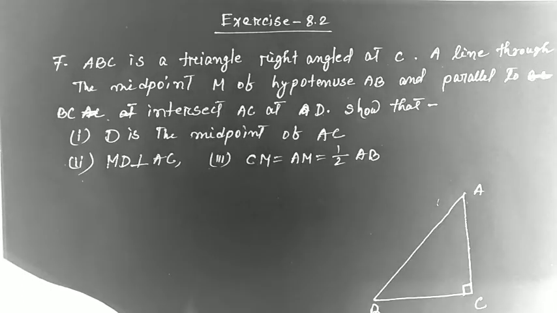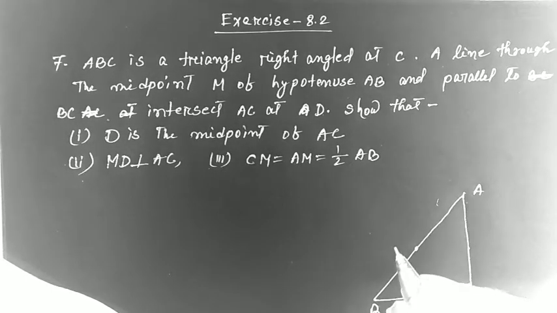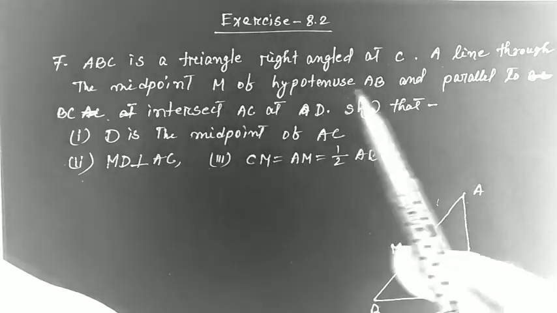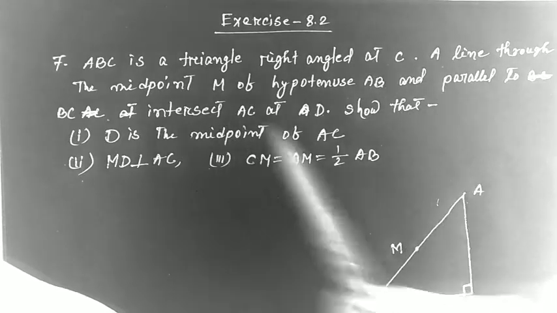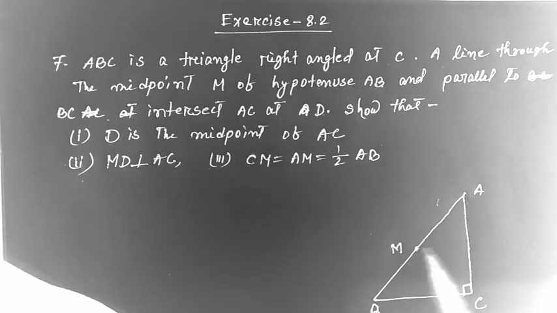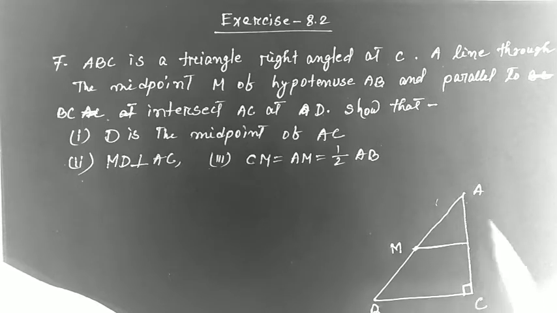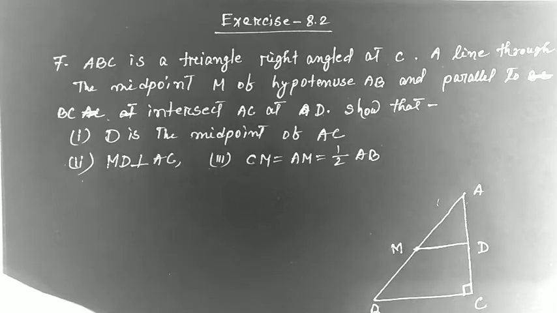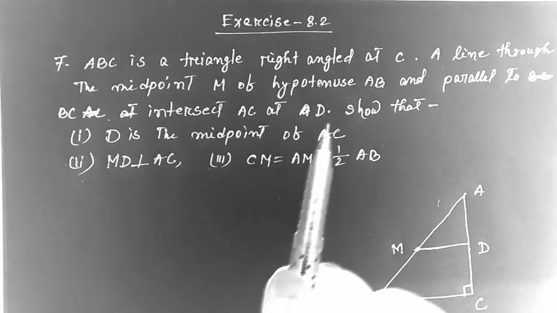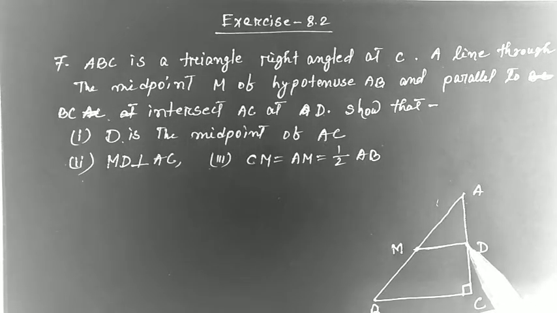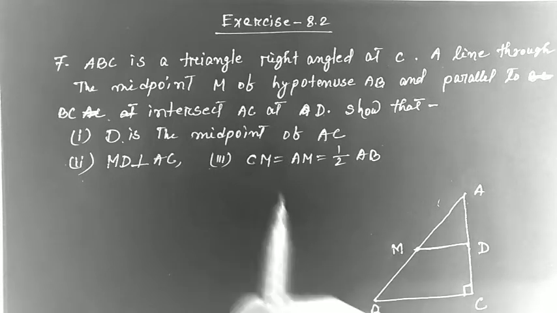A line through the midpoint M of hypotenuse AB. AB is the hypotenuse and M is the midpoint. A line is passing through M, that means through the midpoint of AB, and is parallel to BC. This is the line. It intersects AC at D. That means this point is D. We have to show that D is the midpoint of AC.